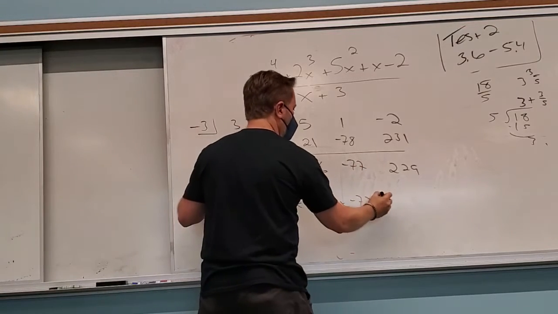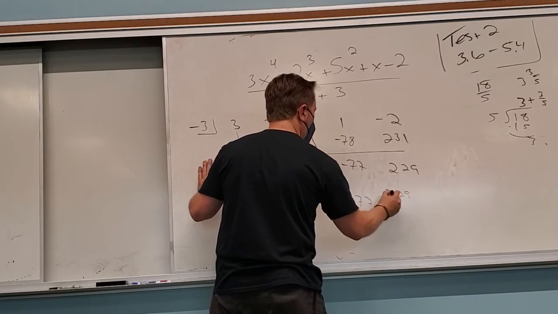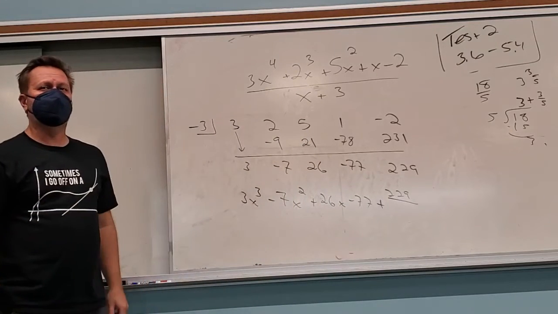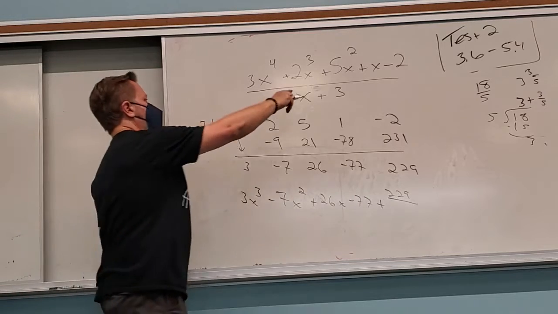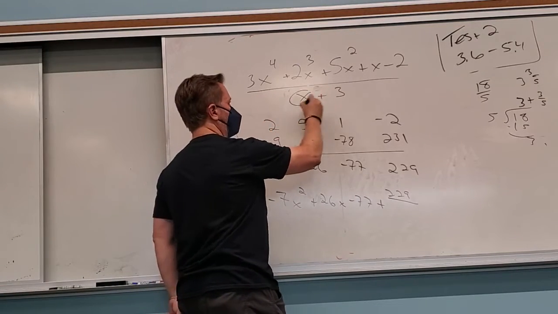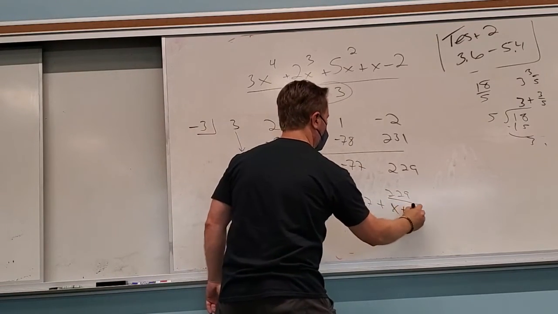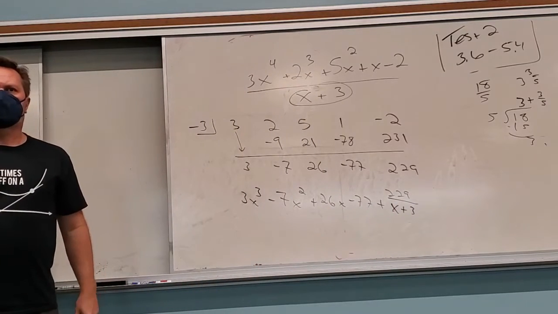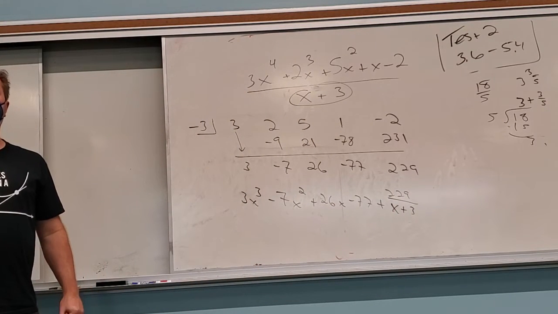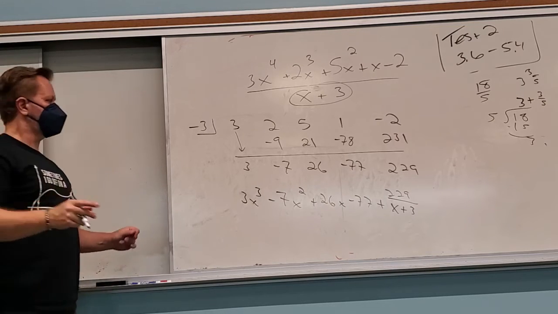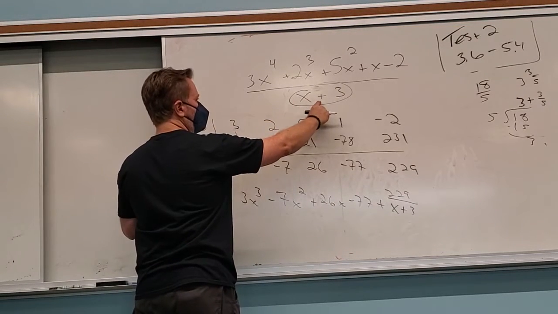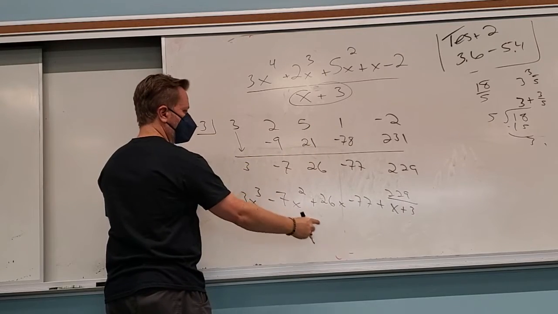So here, how do I write that? This will be plus 229 over, what did we divide by? What did we divide by? Yes, x plus 3, right? X plus 3. So that means if I took this and I multiplied it by this, I would get this.